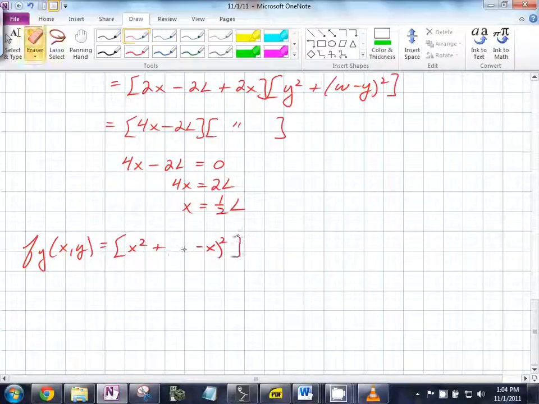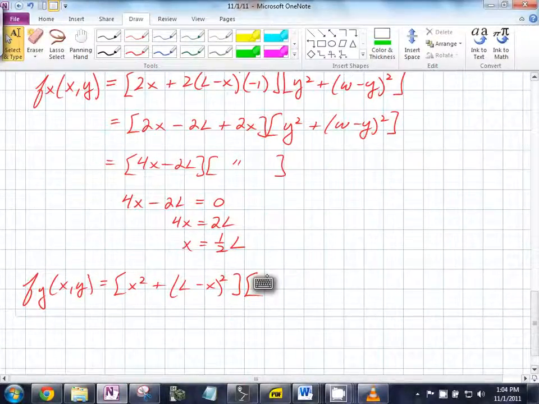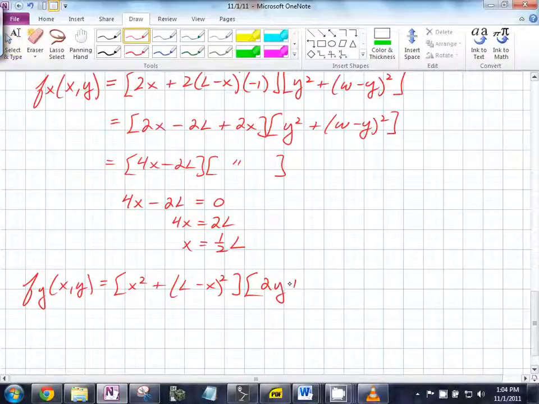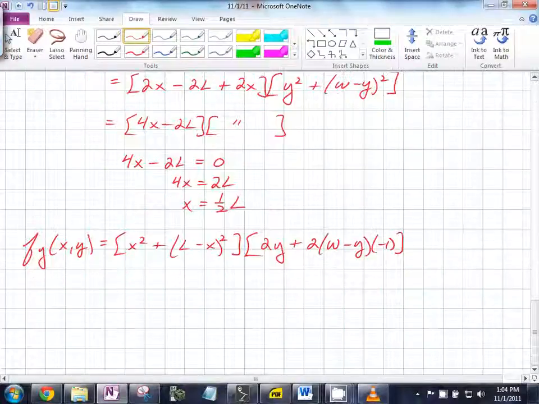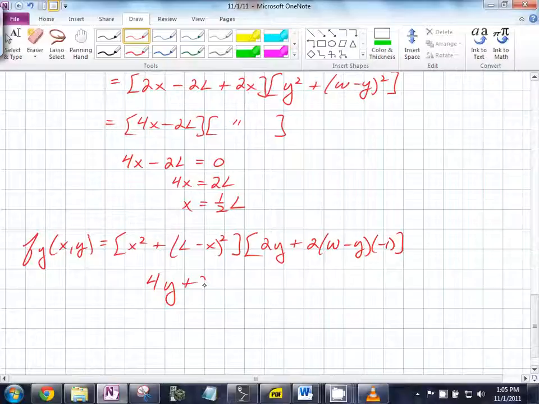And now we do functionally the same thing over here. We end up with 2y plus... minus 2. Oh, hold on. I'll do the whole thing out. Yep, plus 2 times (W minus y) times -1, right? So we're really interested in when, what is it, 4y plus, is it minus? Yeah, it's minus, thank you. 4y minus 2W is equal to 0. So that's when y is equal to? 2W, thank you. So it equals 1/2 of W.